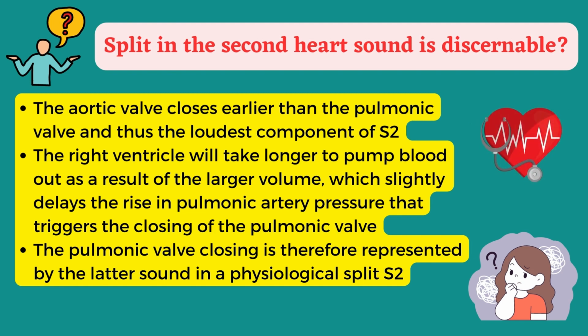The right ventricle will take longer to pump blood out as a result of the larger volume, which slightly delays the rise in pulmonic artery pressure that triggers the closing of the pulmonic valve. The pulmonic valve closing is therefore represented by the latter sound in a physiological split S2.